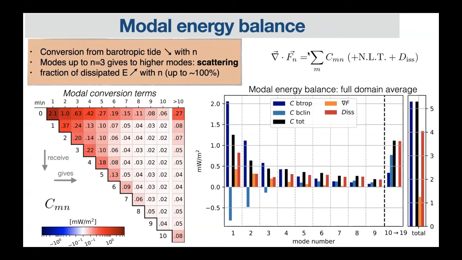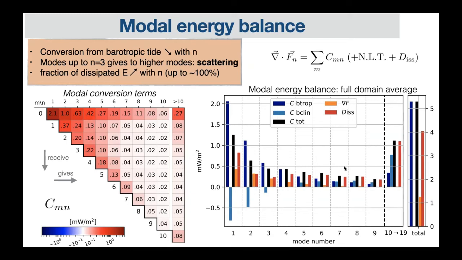We can further look at the different terms here to get a broader picture of what is going on. So dark blue is conversion from the barotropic tide. Light blue is baroclinic scattering. And so we see that you have baroclinic scattering that is a loss of energy for the first three modes, and that transfers this energy to the higher modes.